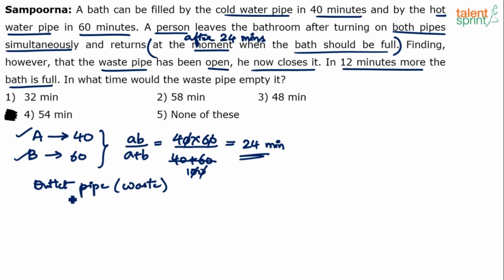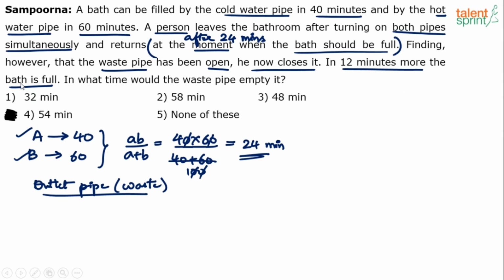Now he closes this pipe. After 24 minutes, he closes this outlet pipe. Now, when this outlet pipe is closed, only 2 pipes are working after that, right? A and B. It takes 12 minutes more for the bath to be full.